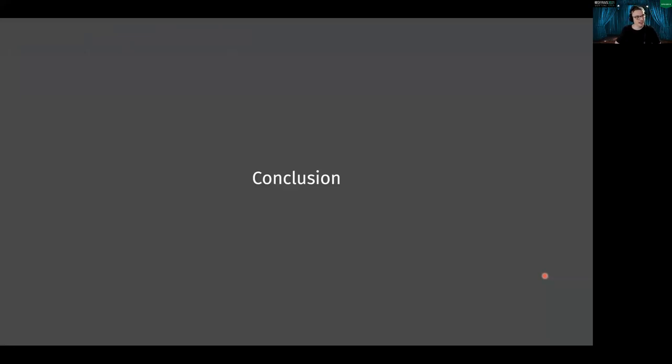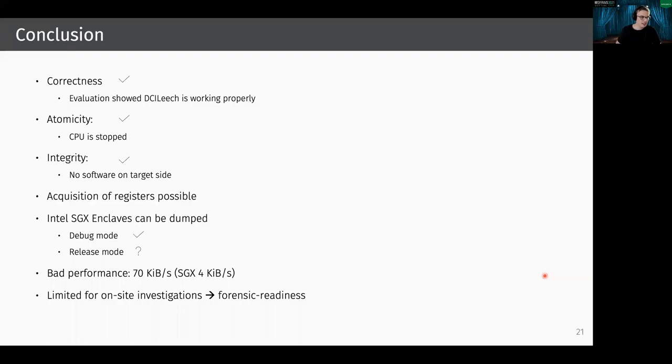So let's conclude this. Let's first take a look at the results. Our evaluation revealed that DCILeech is working properly. Since we need to stop the CPU for debugging, we can actually acquire the dumps atomically. On the target side, there's no software required, so integrity can be taken as granted.